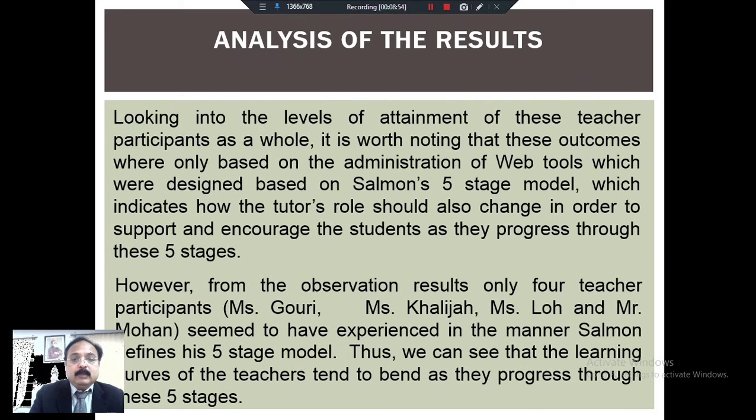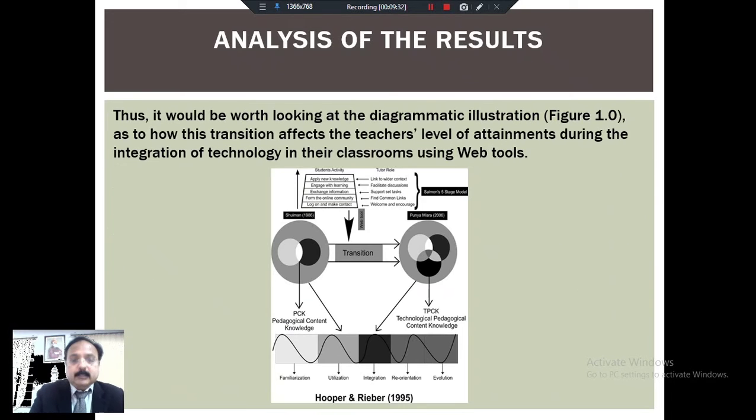So looking into the levels of attainment of these teacher participants as a whole, it is worth noting that these outcomes were only based on administration of web tools, which were designed based on Sullivan's 5-stage model, which indicates how tutor role should also change in order to support and encourage the students as they progress through these 5 stages. However, from the observation results, only 4 teacher participants, Gauri, Kalija, Lowe and Mr. Morgan, seem to have experience in the manner Sullivan defines his 5-stage model. Thus, we can see that the learning curve of the teachers tends to bend as they progress through these 5 stages. So initially they take off well, but as they progress, they seem to go down in the learning curve.